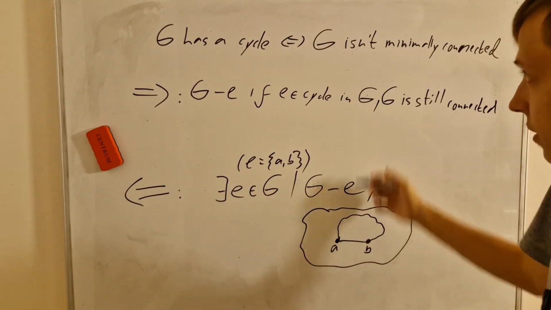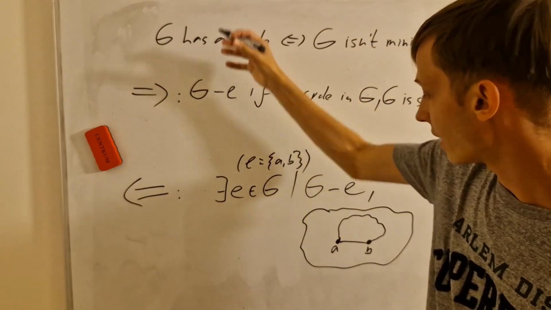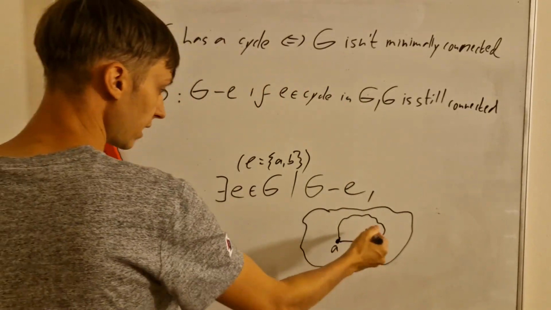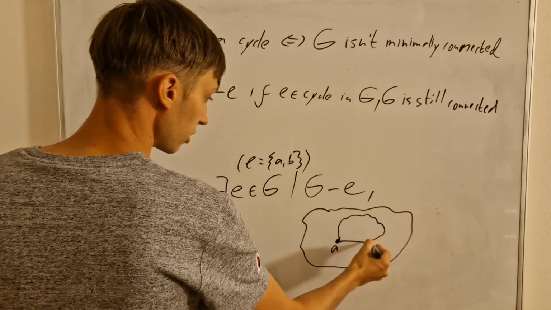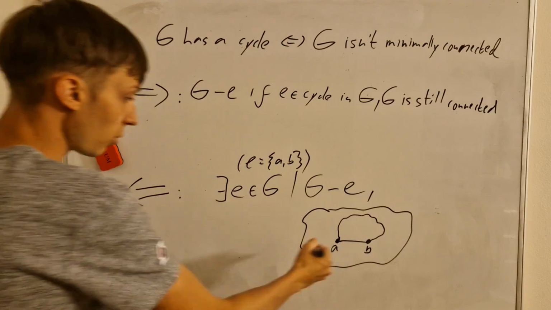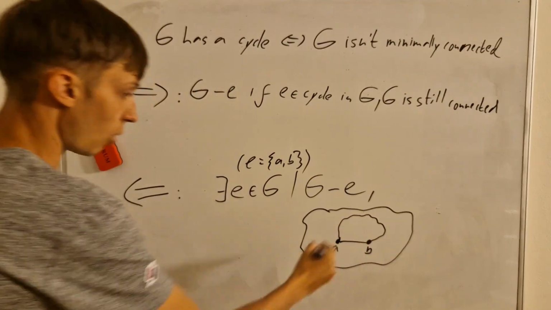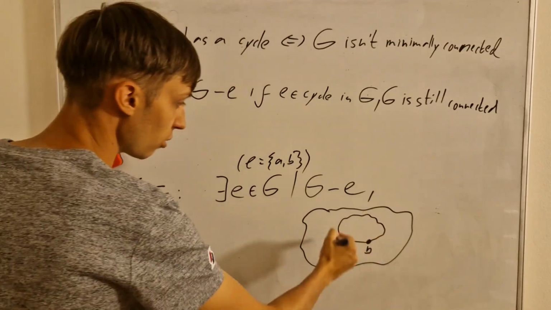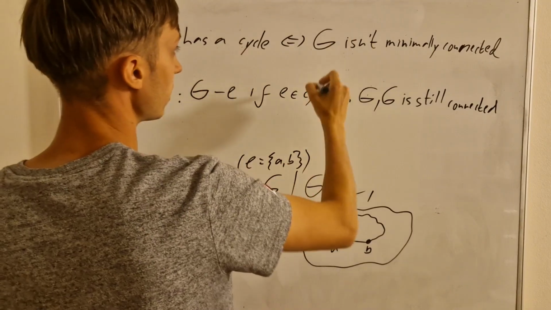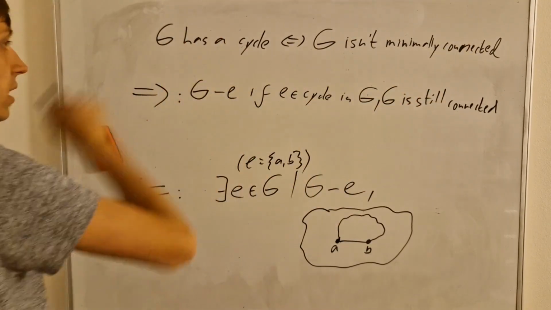And so that implies that G has a cycle, because you see this thing is a cycle. Okay, if I draw it like this, there must be some path. So some vertices on the way are connected by edges from A and B. And also there was this edge E between A and B. So all this together is a cycle, because it's a closed path like this. And so we also prove from the right to the left side that if G isn't minimally connected, then it has a cycle.